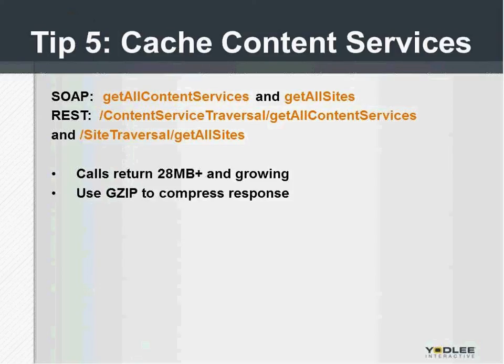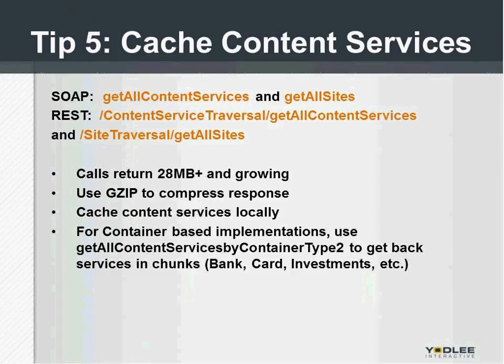So our best practice is to leverage tip number 4, use Gzip to compress the response. That will knock off a lot of the transmission time, and out of the gate you're going to gain a lot of performance and make this API faster. Our next tip is to cache the content services locally, and to do this once per day.